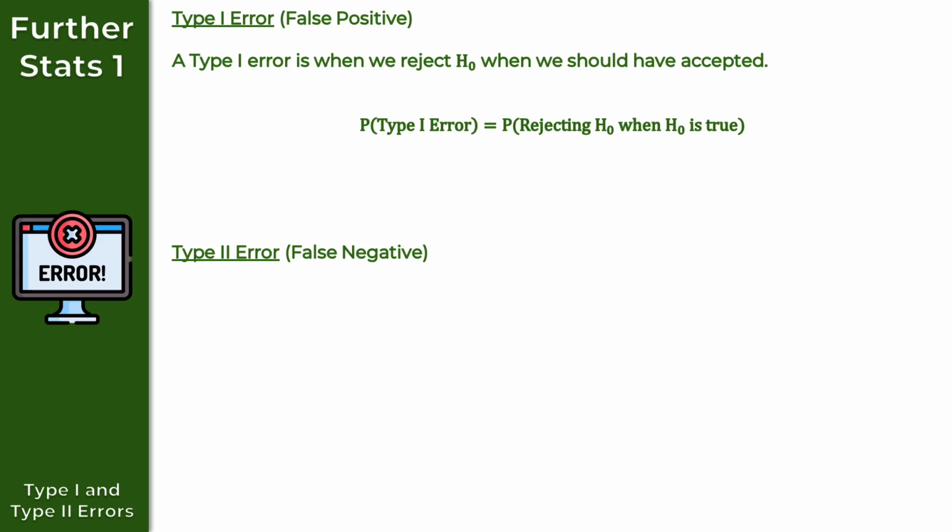What about now type 2 errors? Well, a type 2 error is when we accept H0 when we should have rejected. Again, you might sometimes see this called a false negative. It just means the same thing as a type 2 error.